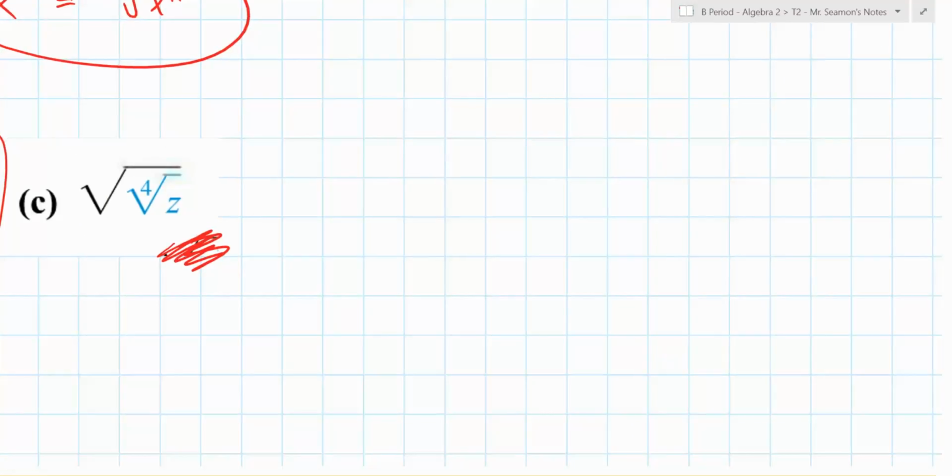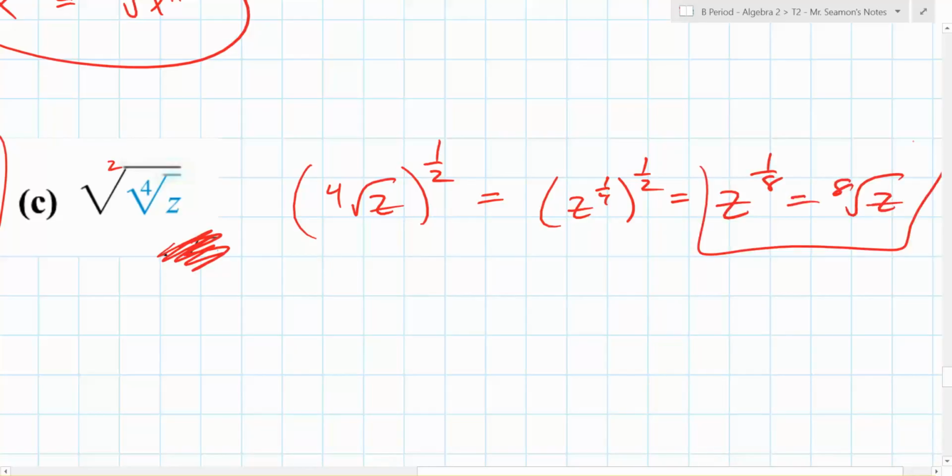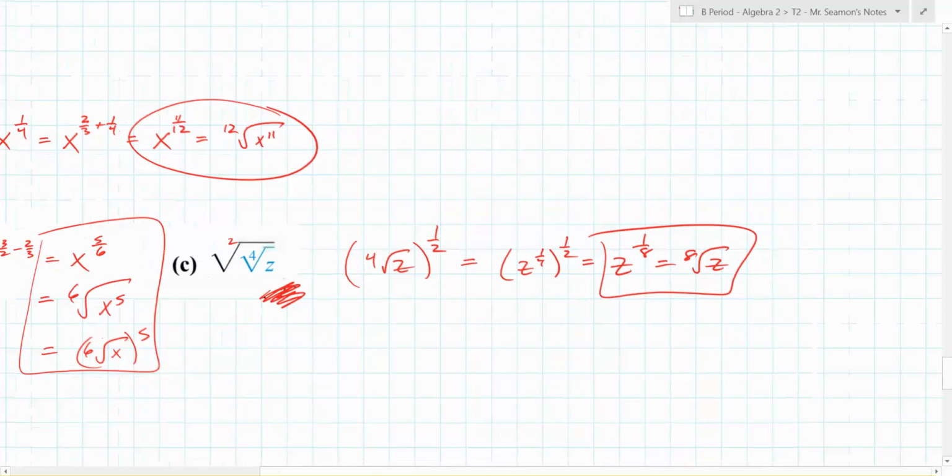Here, what does square root mean? That's what power? Well, hold on. 4th root of z to the 1/2. And the 4th root of z is z to the 1/4, so you have 1/4 to the 1/2. What do you do with powers of powers? So z to the 1/8. So you could say the 8th root of z. Either one of these is fine. There they are, right there.